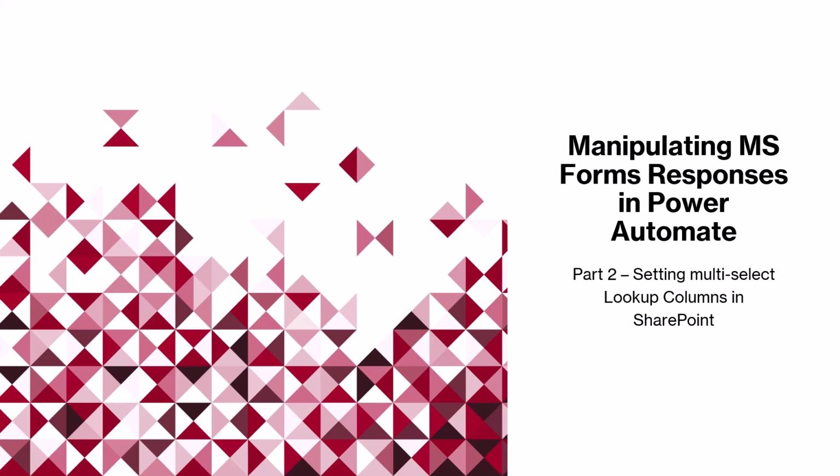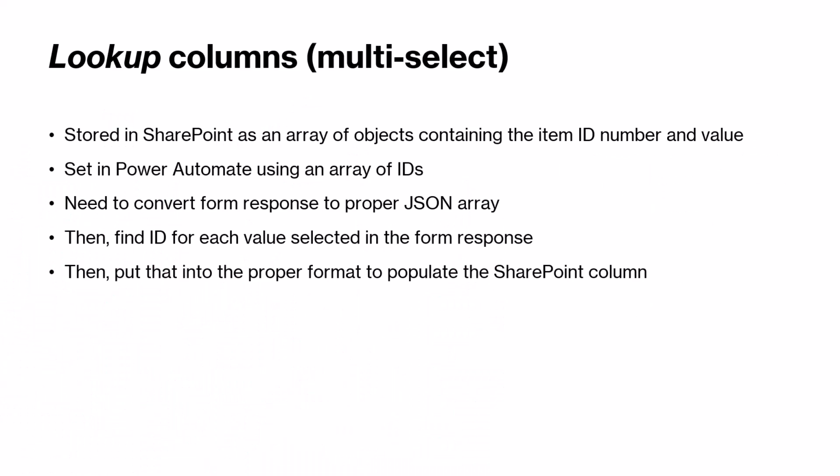This time we're focusing just on the multi-select lookup columns because that turned out to be the most complicated part of this. So I figured making a separate video will help me focus in on it a little bit and explain it a little bit better. So essentially what it comes down to is there are two ways to go about doing this.